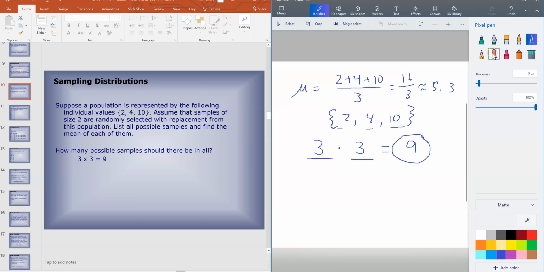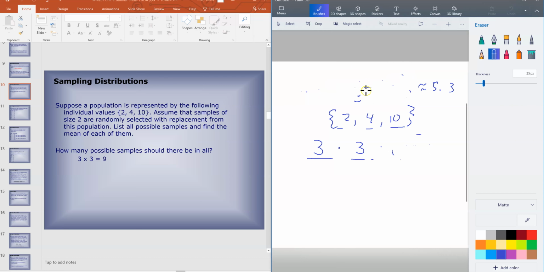All right, so to list those 9, my suggestion in seminar, and also if you watch the recording, my suggestion in order to list all those samples is to do a tree diagram. So let me go ahead and just roughly sketch the tree diagram again. So to come up with all 9 possible samples, let me finish erasing this.